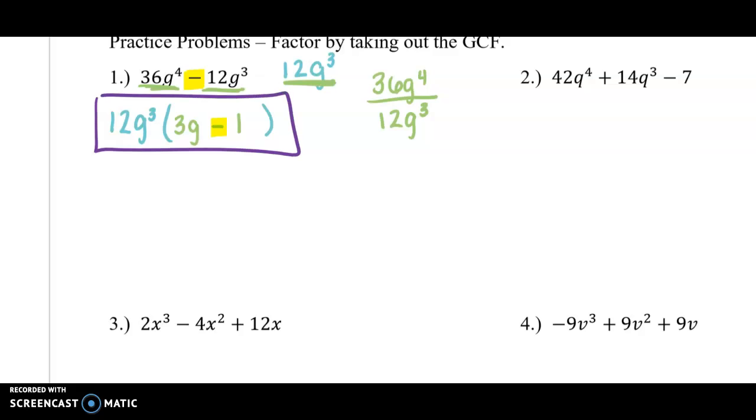So that would actually end up being our answer. Now, the way we would check that is by distributing it back through. 12g to the 3rd times 3g would give me 36g to the 4th. 12g to the 3rd times negative 1 would be minus 12g to the 3rd. And that is exactly what we were given. So I know that I am correct.